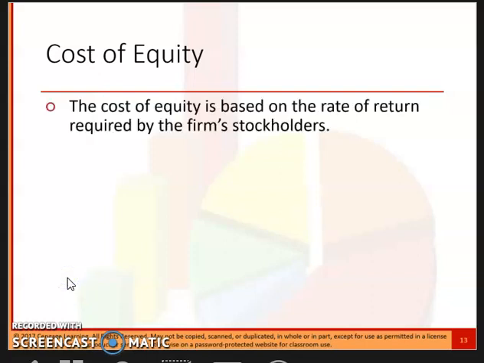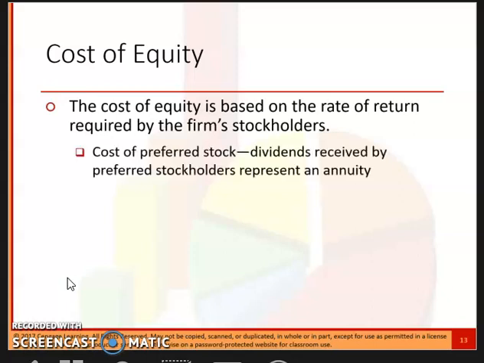Cost of equity. Cost of equity is based on the rate of return required by a firm's stockholders. So the cost of preferred stock is dividends received divided by preferred stockholders. That represents an annuity, or a perpetuity is actually what it represents.